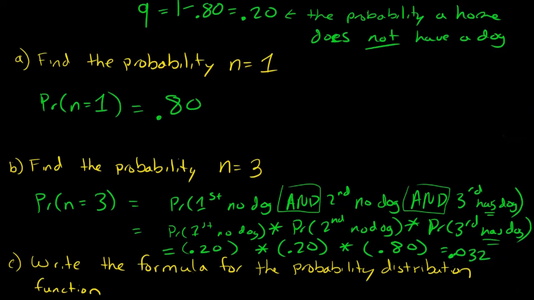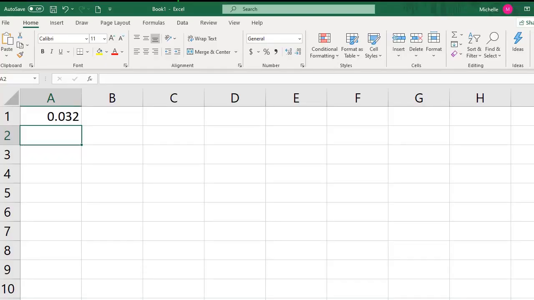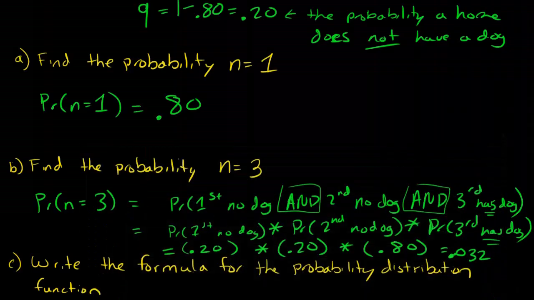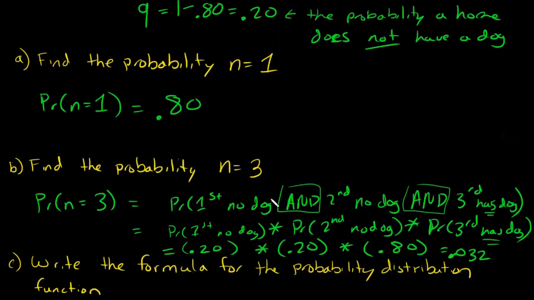Let me just double check. Yep. Okay. So the probability that my first two homes do not have a dog and then the third one does, which is basically the same thing as n equals 3, is 0.032.